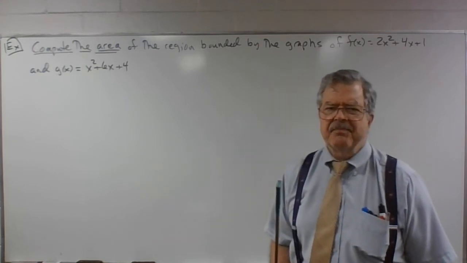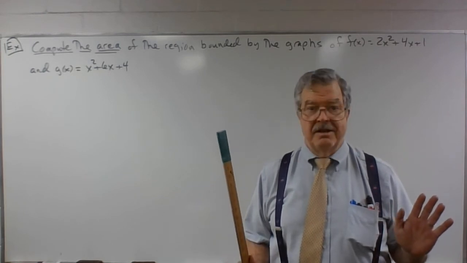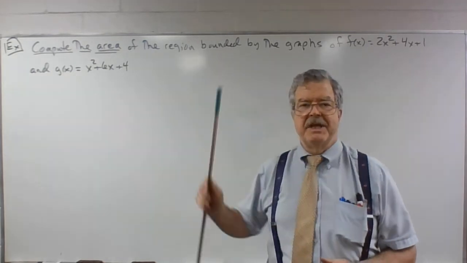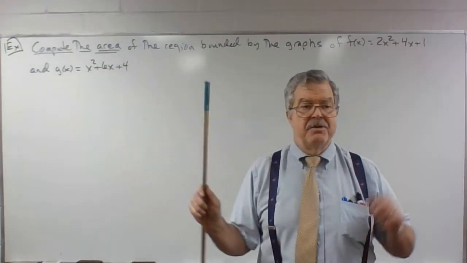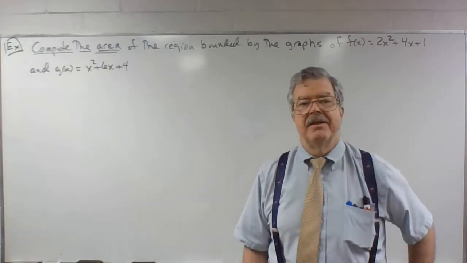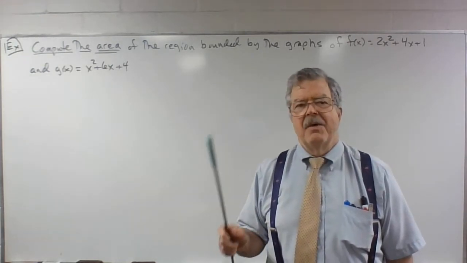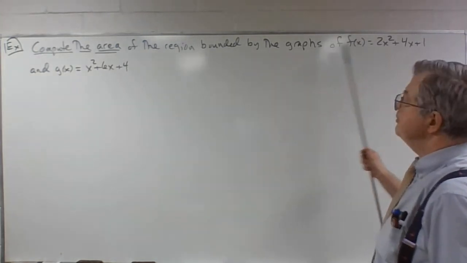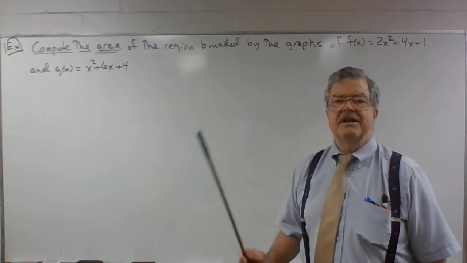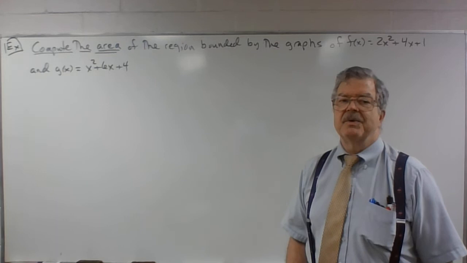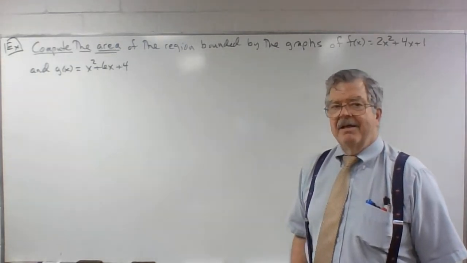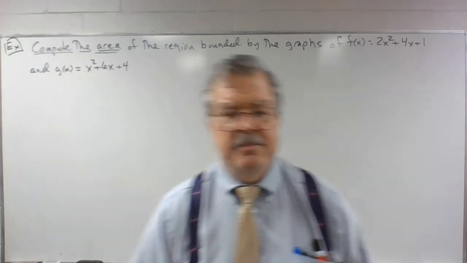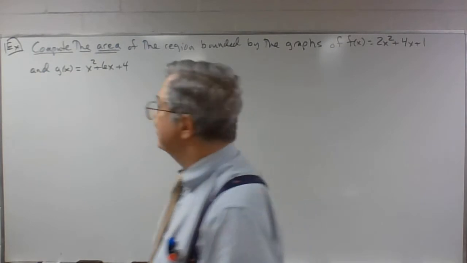And again, they don't tell us to compute the area bounded by these two graphs between x equal this and between x equal that. They don't tell us, which means that the intersection of these two graphs completely bounds the region whose area we want to compute. So the first thing we have to do is find the points of intersection of these two graphs.